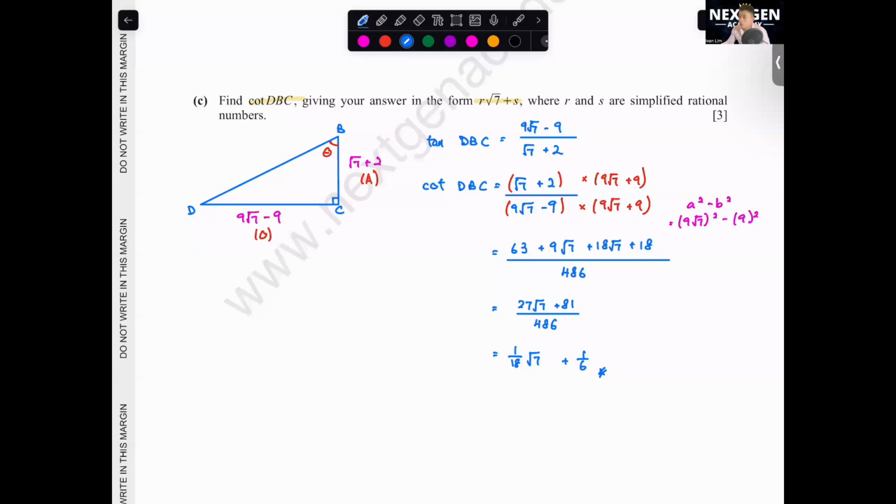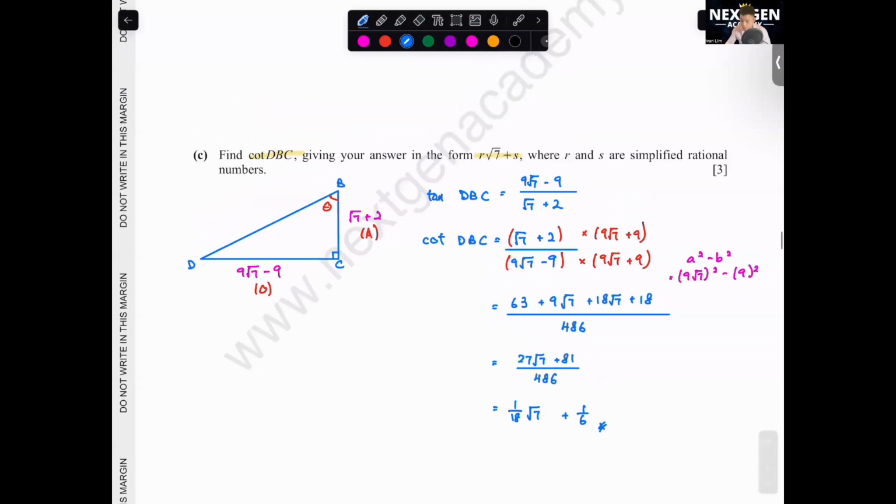All right, if you all are good, please type 5. If your answer is 3 over 18, cannot, wrong. 3 over 18 is not the simplest form. You gotta just use your calculator, double check.